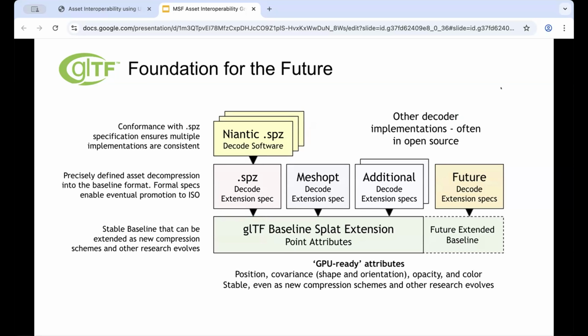We've got decode ideas for different compression extensions as needed. There'll be future extended baseline extensions, such as different kernels and that sort of stuff. And the idea is that we do want to still keep this glTF-side, GPU-ready where we can. That means that the position, the covariance, the opacity, and all of that stuff is stable, even as Gaussian splatting and splatting in general evolves. So next slide.